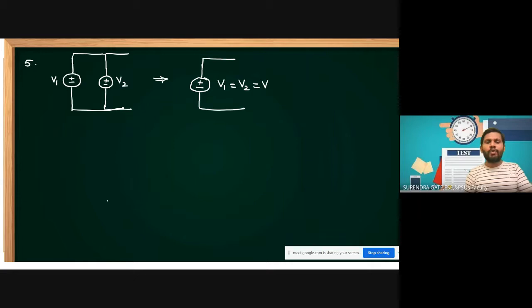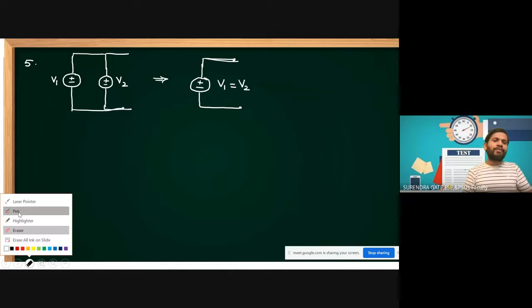If two voltage sources are connected in parallel, that voltage source values must be equal. Then only it is possible. Then you can replace like this. This is V equal to V1 equal to V2. The condition that must be satisfied is V1 equal to V2. But that you take as a V only.